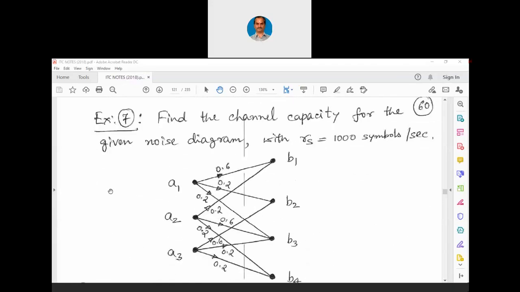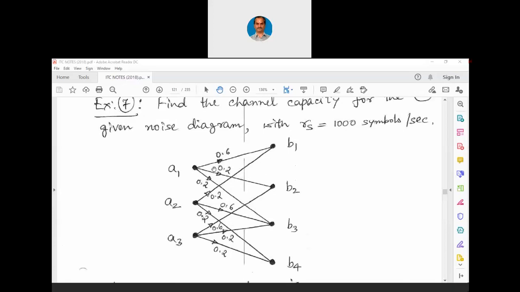This is a slightly different one. So, let me not ask you to solve this. Let me show you the solution by myself. Find the channel capacity for the given noise diagram with RS equals 1000 symbols per second. RS is given, 1000. Now, the channel capacity. We can write the channel matrix now.